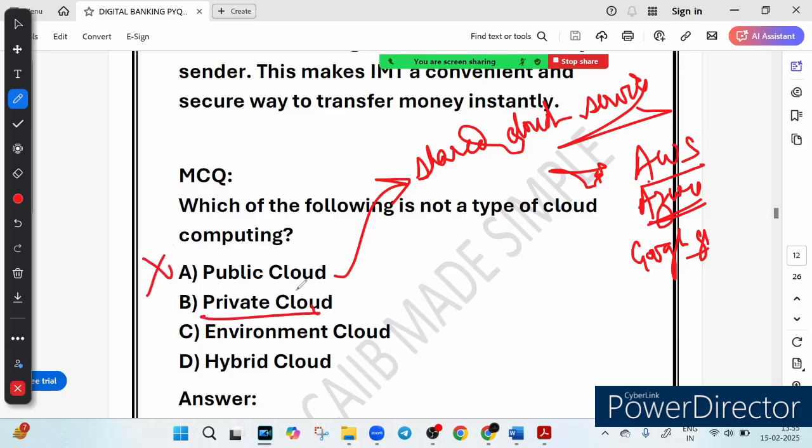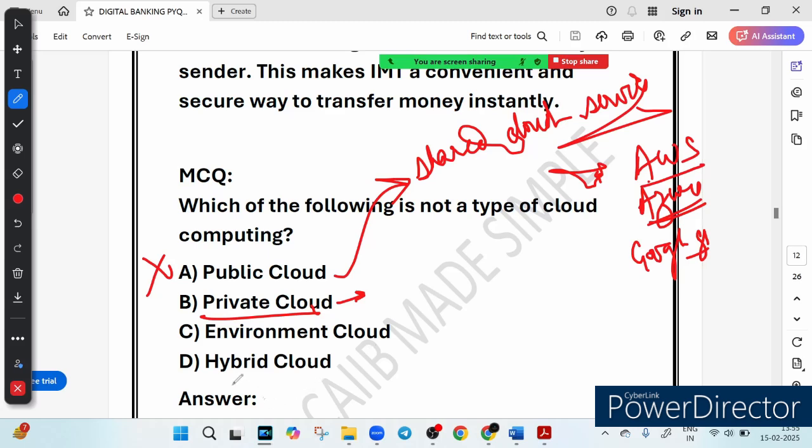Now let's talk about private cloud. The question is which is not a type of cloud computing. So private cloud is exclusively used for one organization. It is more secure than public cloud because only authorized users can access it. So big organizations like banks, government agencies, MNCs, they prefer private cloud for data security and privacy, right? So this is a type.